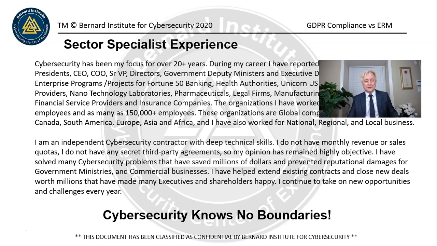Also, my opinion remains highly objective. I am an auditor. I'm an ISO 27000 auditor, also a CISA, a certified information systems auditor. I don't have any hidden relationships with any third parties. So that means that I don't have to sell their products. I don't have to push their products on my customers. And I can remain objective and opinionated about the service that they provide and the products they provide.